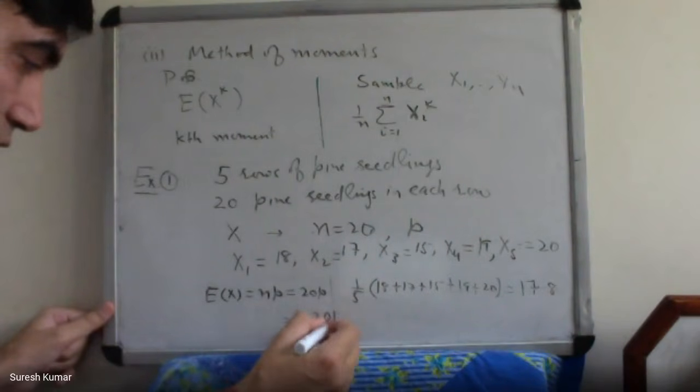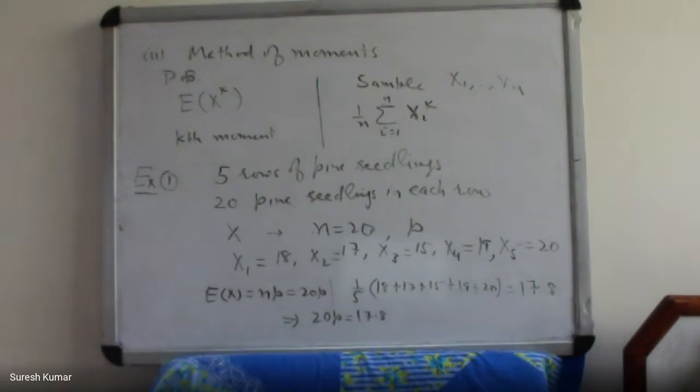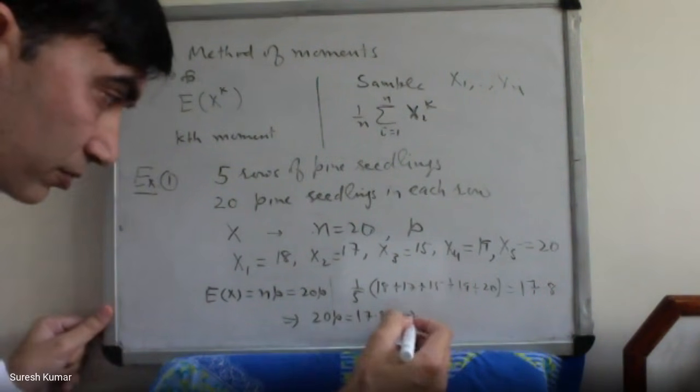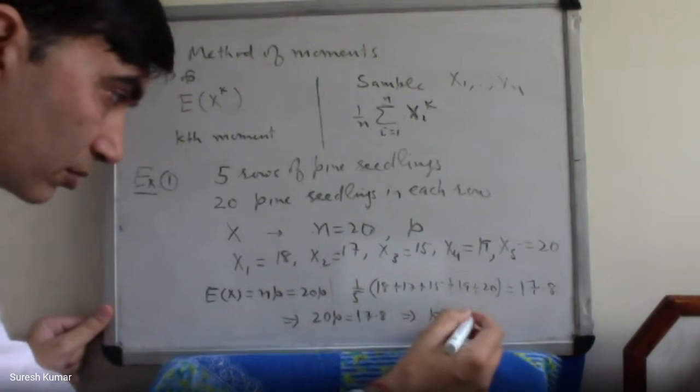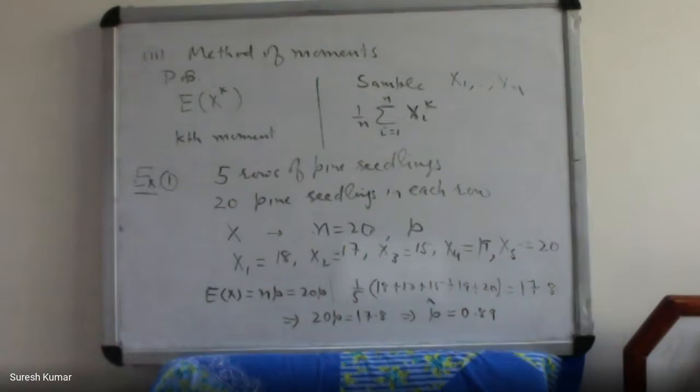Let's equate the two to get an estimate of p. What do we get from it? p equal to 0.89. So this is the moment estimate for p.